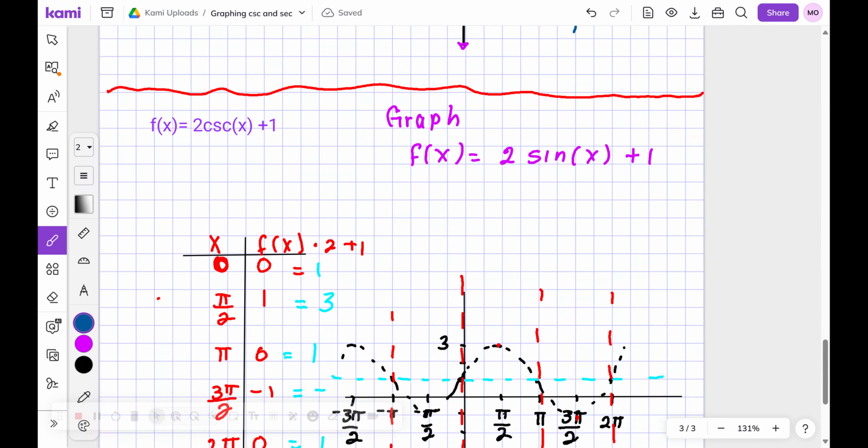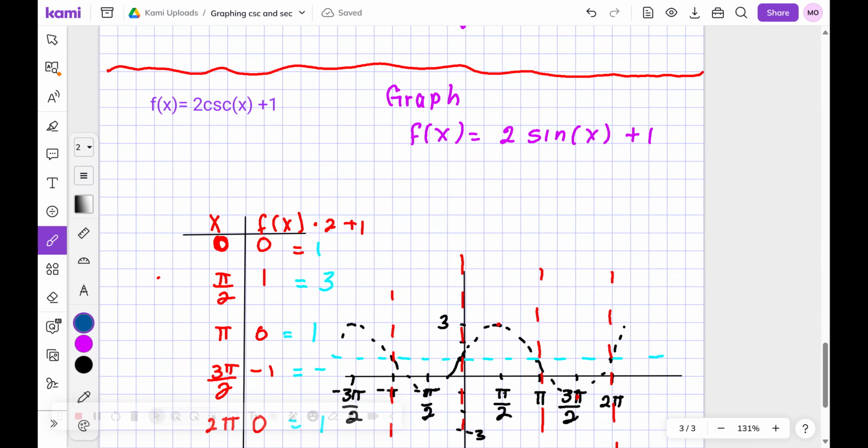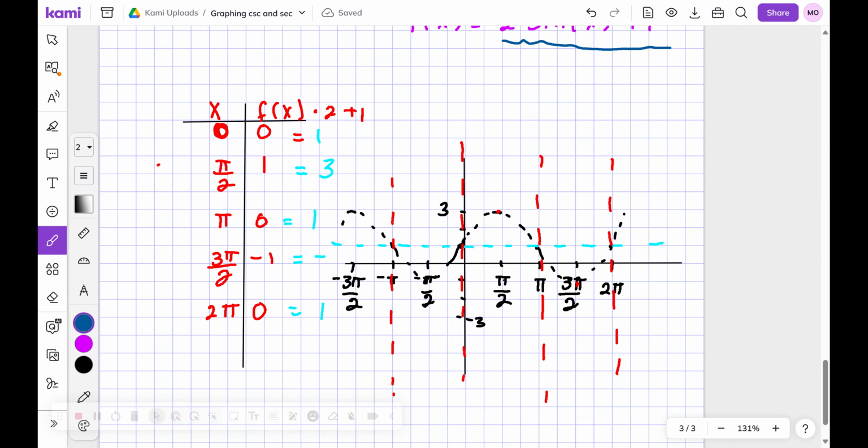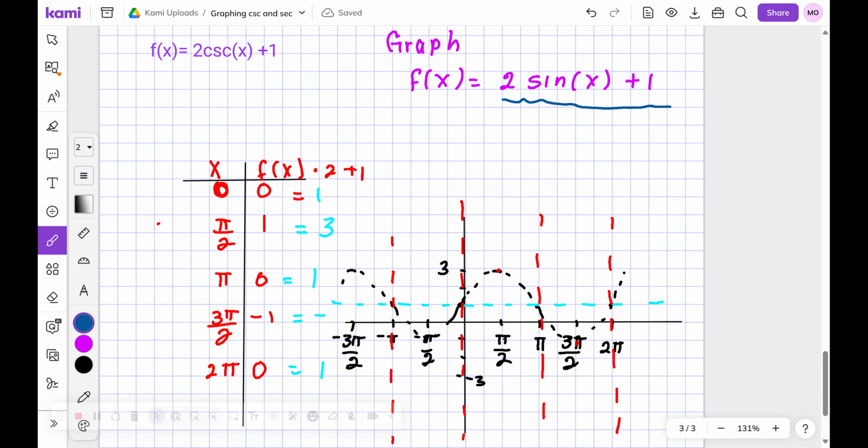All right, let's go ahead and graph this function with a transformation: 2 times cosecant of x plus 1. So I'm going to graph this one because it's a reciprocal of sine. And I already have it here, see? I already have it with a transformation.